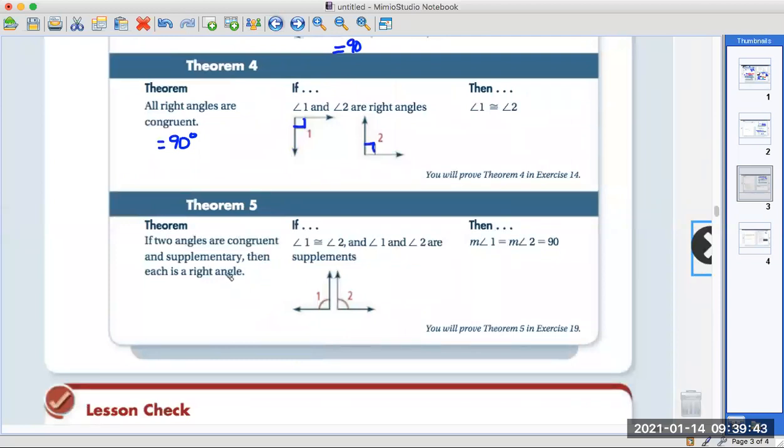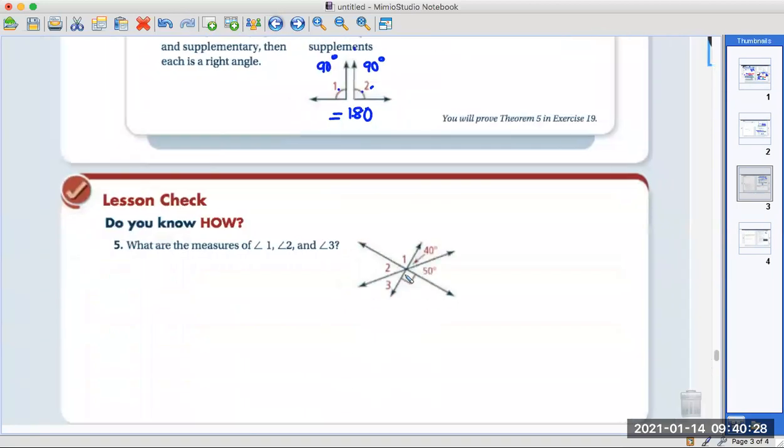And if 2 angles are congruent and supplementary, then each must be a right angle. So these 2 angles are congruent and they're supplementary. They're supplements of each other, so their sum has to be 180. Well, if they're the same and their sum is 180, the only number that works is 90 degrees, because 90 plus 90 is 180. They're congruent, it says here, and their sum is 180. So then measure angle 1 equals measure angle 2, and they're both 90.